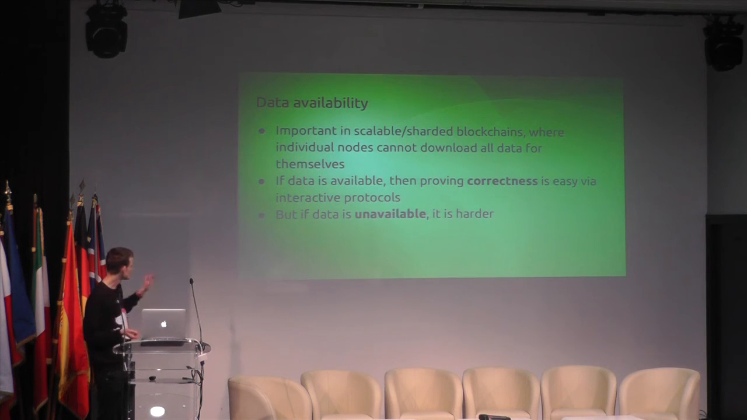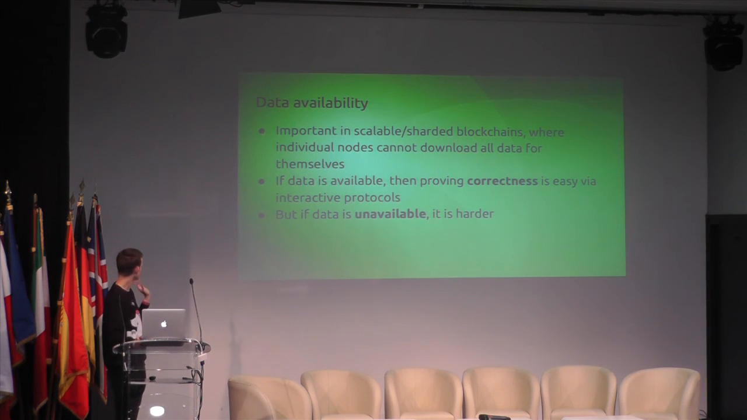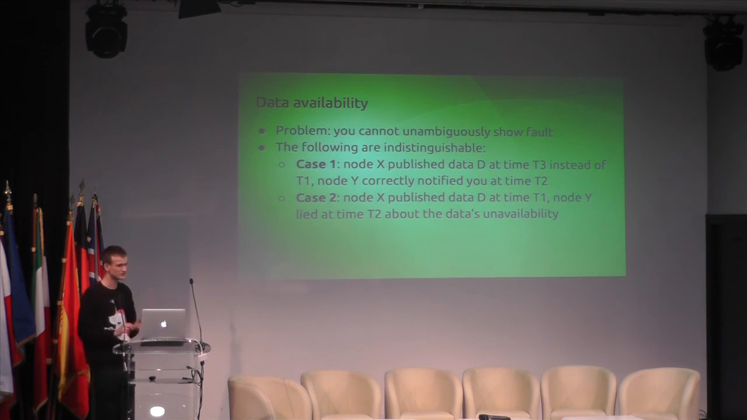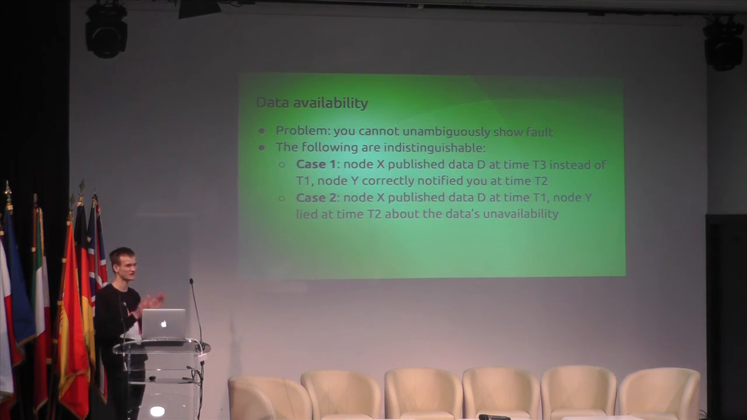If data is available, then proving correctness is not too hard, because you can prove correctness through various interactive computation games, the stuff that Christian Reitwiessner is working on, things like TrueBit, various different protocols. But if data is unavailable, then you can't do this. Basically the problem is that data unavailability is not a uniquely attributable fault, right? You can't convict someone for data unavailability.